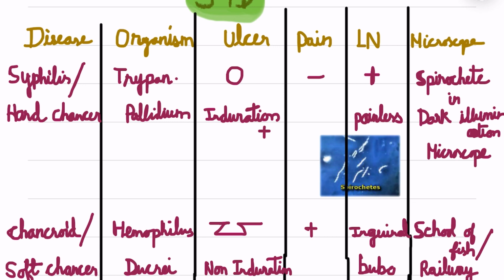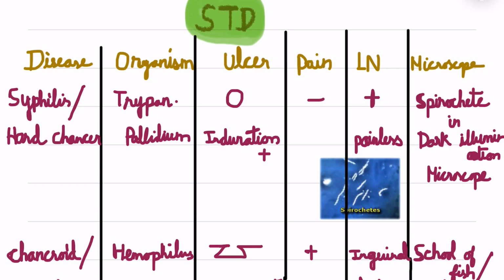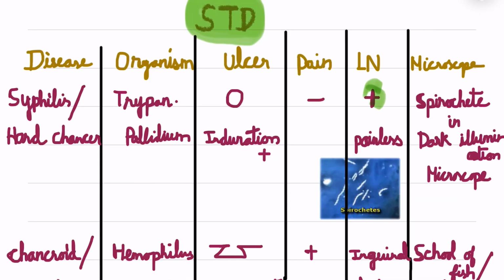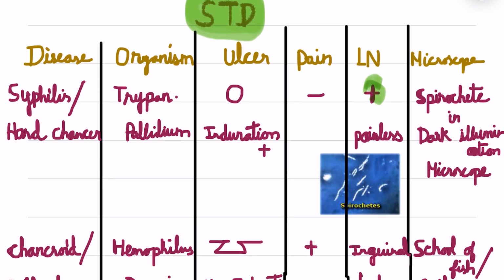Syphilis is caused by the organism Treponema pallidum, and the ulcer caused by syphilis is a round or oval shaped ulcer, and it is an indurated ulcer. That ulcer is not painful, but there will be lymph node swelling. The painless ulcer is associated with lymph node enlargement, and that lymph node is also painless.